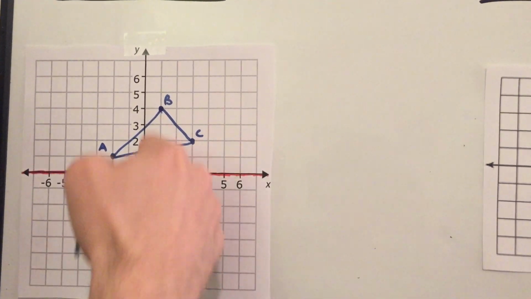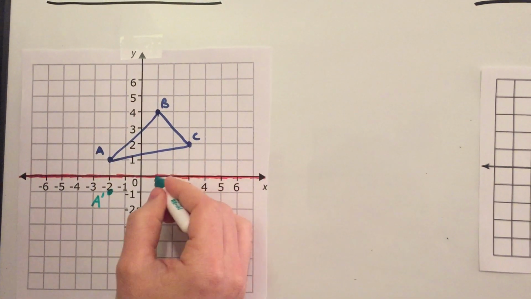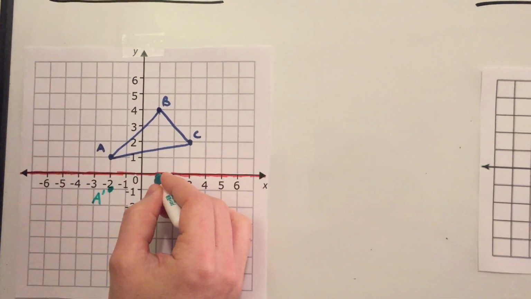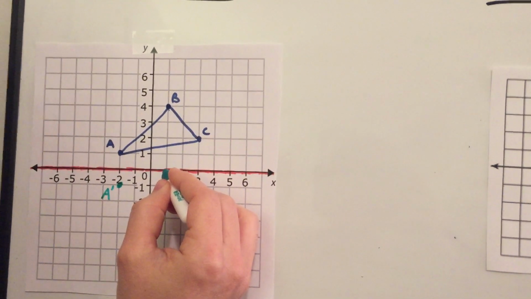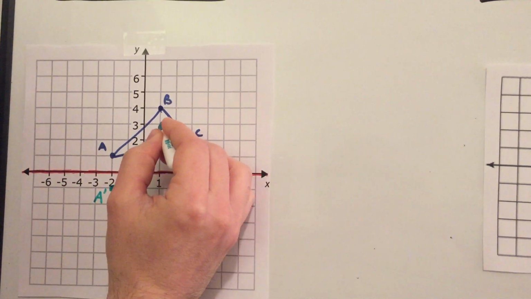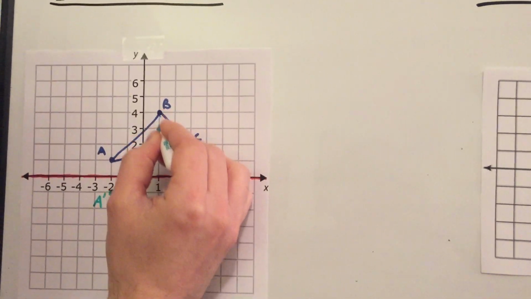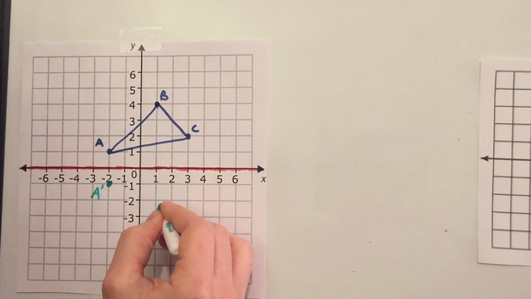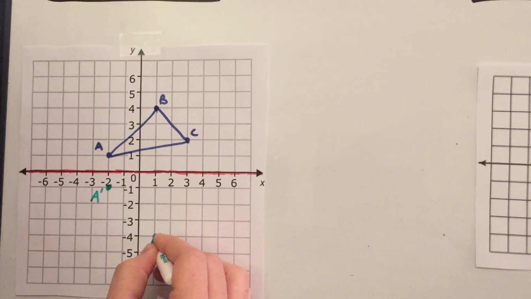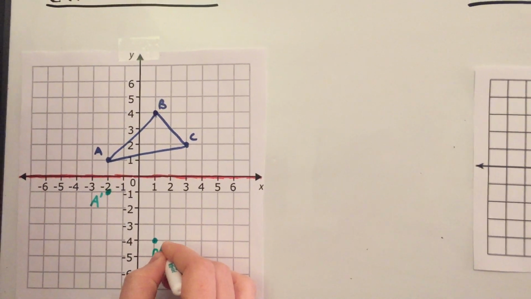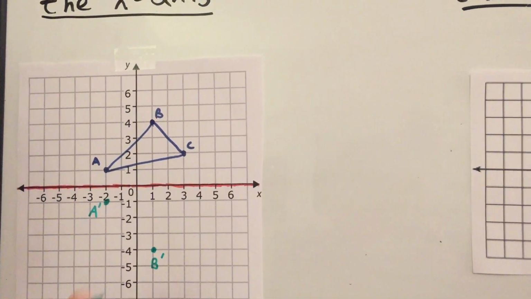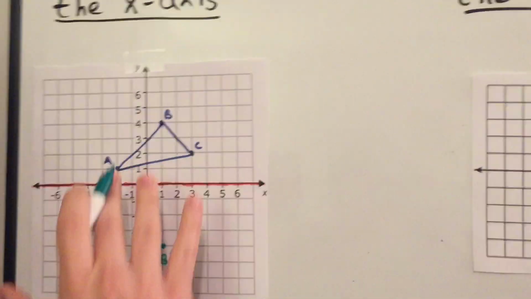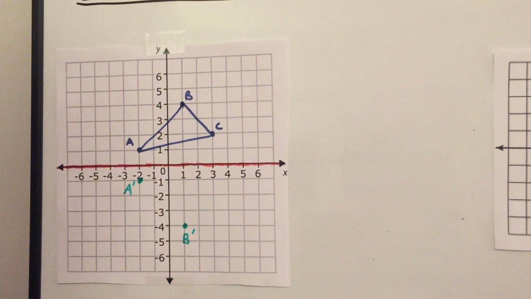Now, similarly, let's take a look at B right here. B is located above the 1 on the x-axis. Now we want to see how many units it is above the x-axis. So that's 1, 2, 3, 4 units above. So now I'm going to go back to my x-axis and count 1, 2, 3, 4 units below. Again, put B prime because this is my image, my final answer. This is our pre-image, so we want to distinguish between the two.